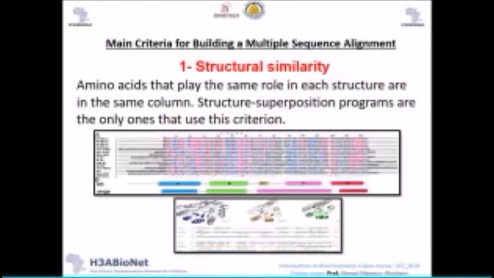Number one is structure similarity. People do a multiple sequence alignment to see structure similarity. If the sequences have, for example, amino acids in the same column, this means that the secondary structure, or the structure coming out of these sequences, will be the same. This is a very important thing for many people who are looking at the structure similarity of their protein. So what they are looking for is sequence similarity, and this sequence similarity should represent structure similarity in their proteins.